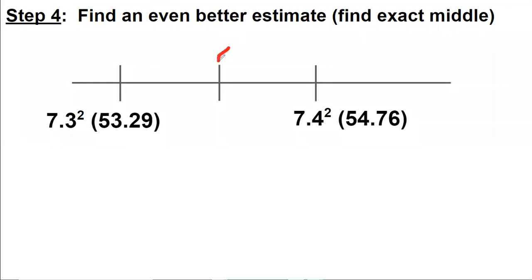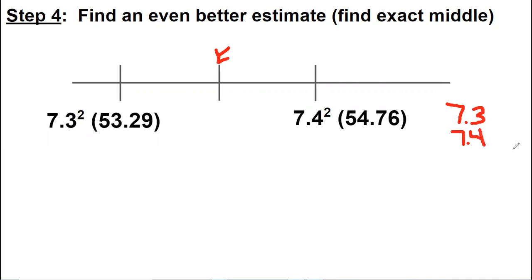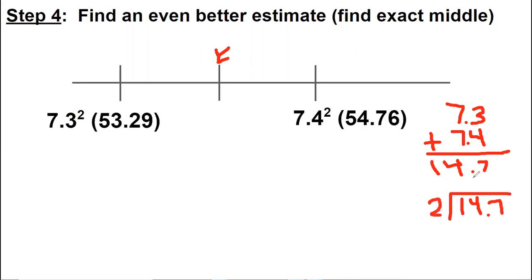Exact center right here. Well, we add 7.3 and 7.4. Add that up. 7, 14, 7, 7 is 14.7, and we're going to divide that by exactly 2. I'm going to divide that by 2 to get the exact middle. Divide by 2. 2 times 7 is 14. 14 minus 14 is 0. We're going to bring down our 7.